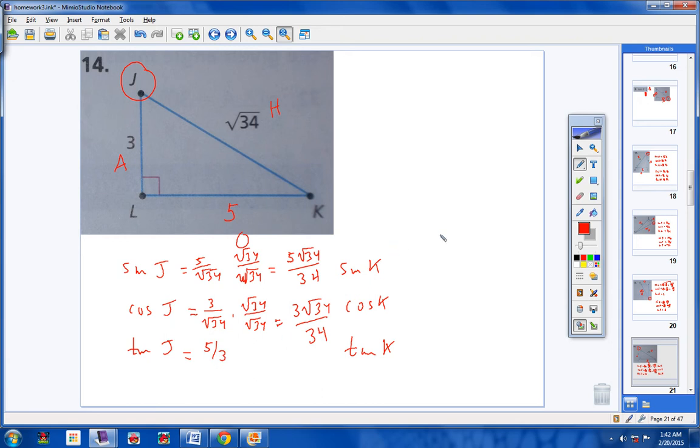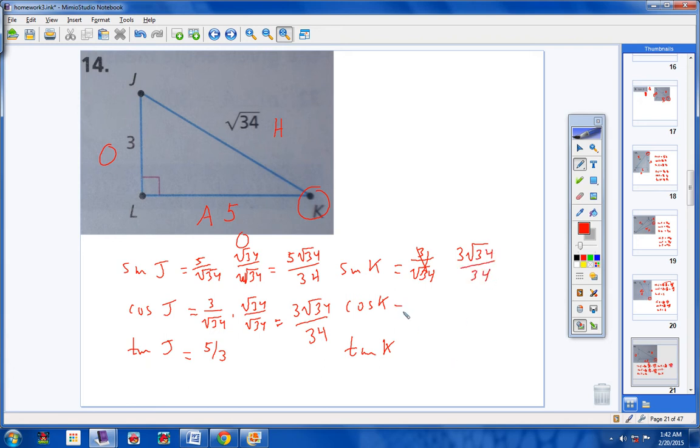Now, let's work with angle K. Angle K is the angle we're going to circle. Go straight across. This is your opposite. This is your hypotenuse. And this would be your adjacent side right here. Now, the sine of K is opposite over hypotenuse, so 3 over the square root of 34. We already rationalized 3 over square root of 34, so I know I'm not going to do the work on this. I know it's going to be 3 square root of 34 over 34.